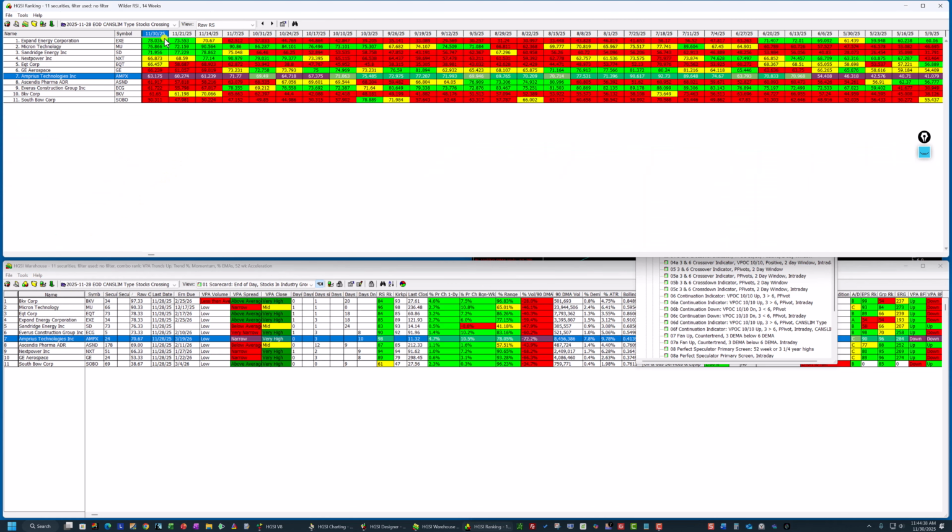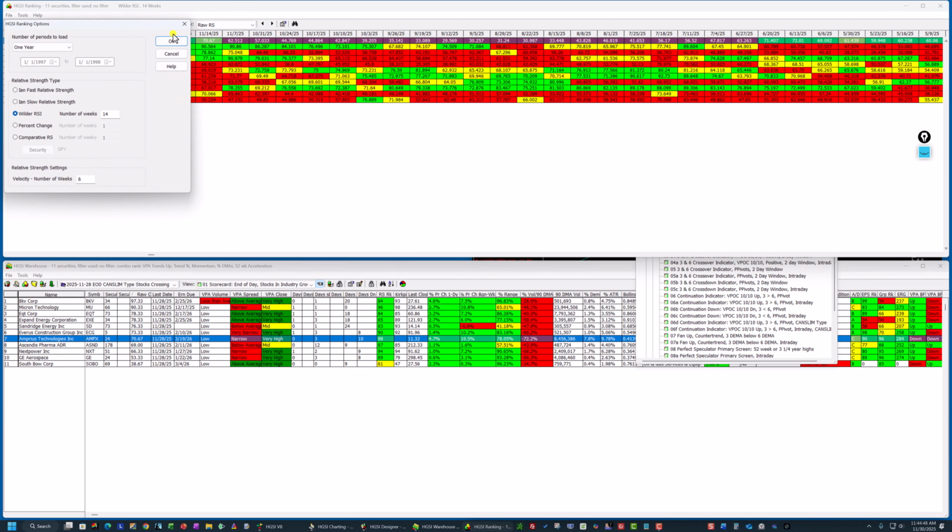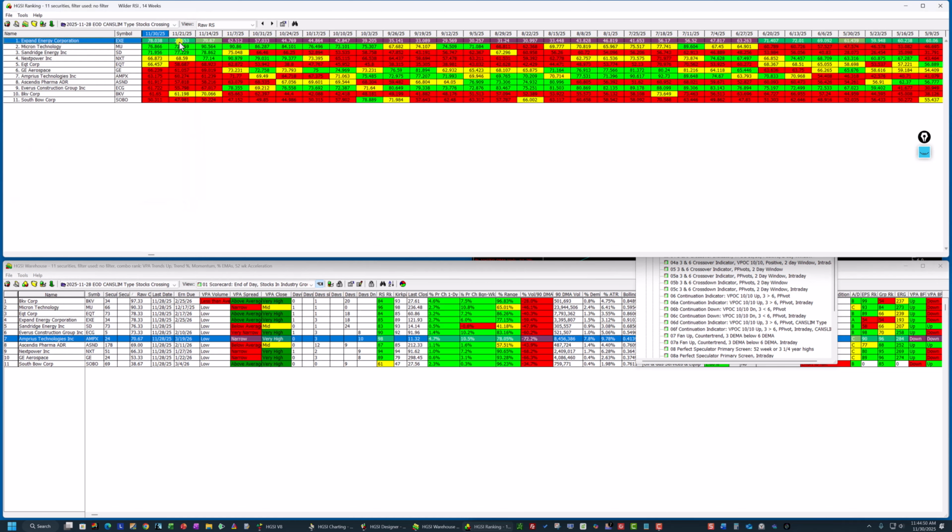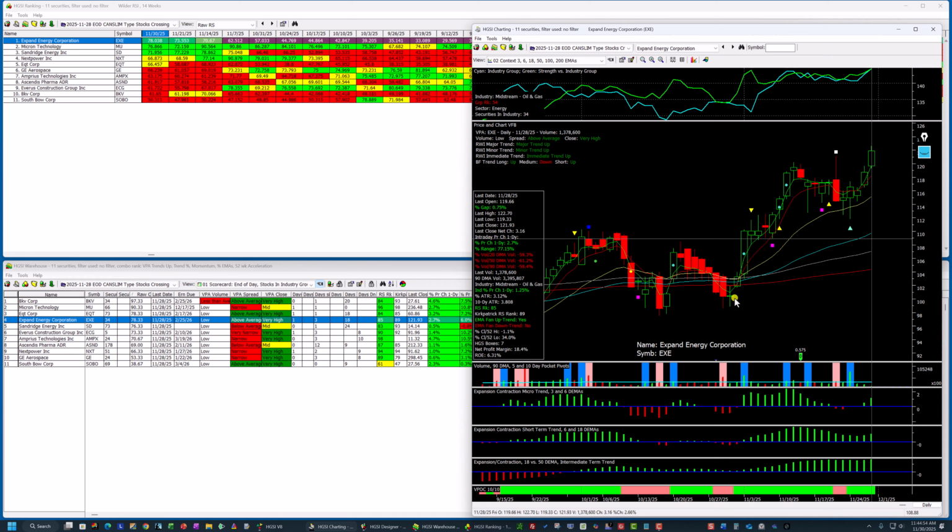And flip through there. And this is set on Wilder 14 weeks, which I like to use because it shows me the strongest stocks with this setting. Let's just bring this one up. You can see this is a very strong stock with the fan set up: 200, 150, 18, and then the 3 and the 6, of course.